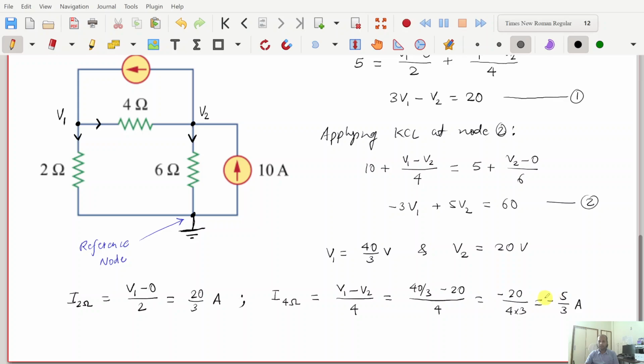Now what do we mean by this negative symbol? The negative symbol simply means that the current is flowing the other way around. When we started solving this circuit, we arbitrarily assumed the direction of current, and we assumed that the current in the branch with the 4 ohm resistor is flowing from node 1 to node 2. But post solving and finding the current, we found out that in actual it is flowing from node 2 to node 1. So I hope you have understood the nodal analysis technique to solve a particular circuit. That's it for this lecture. Thank you.